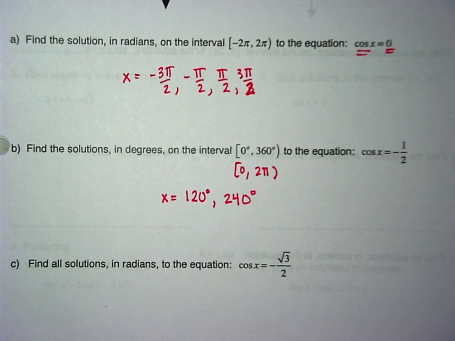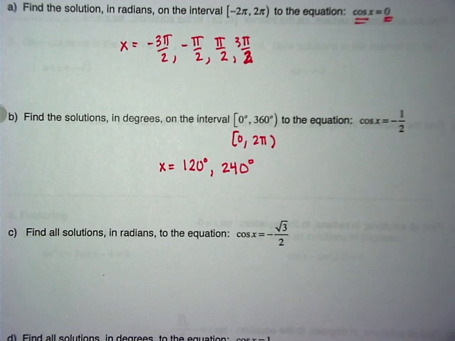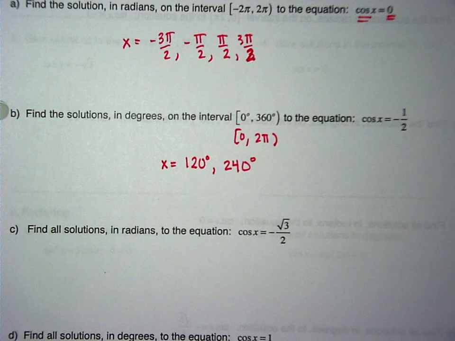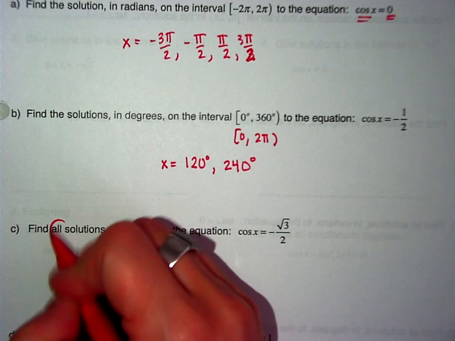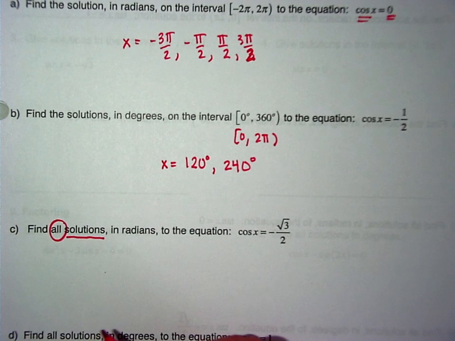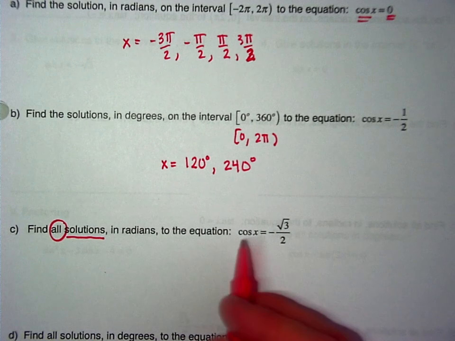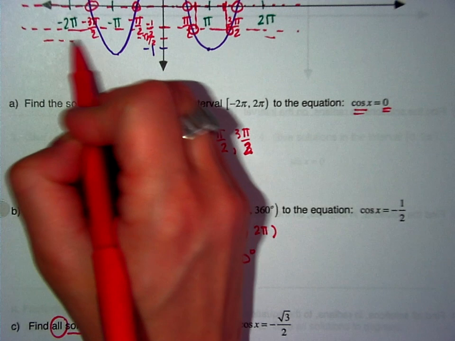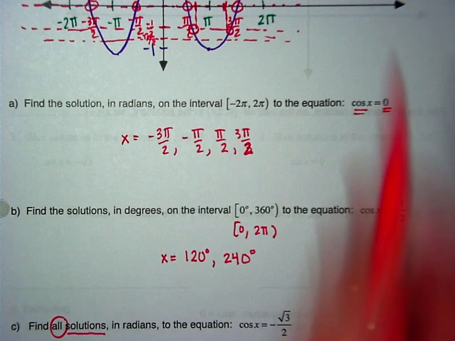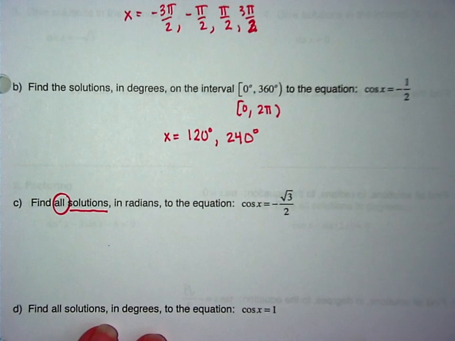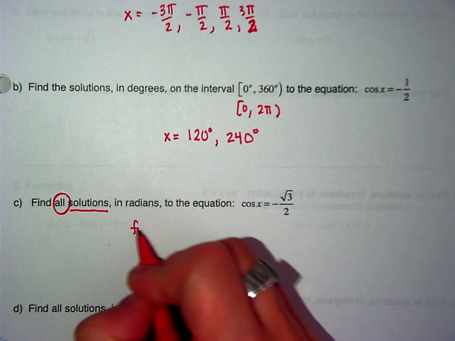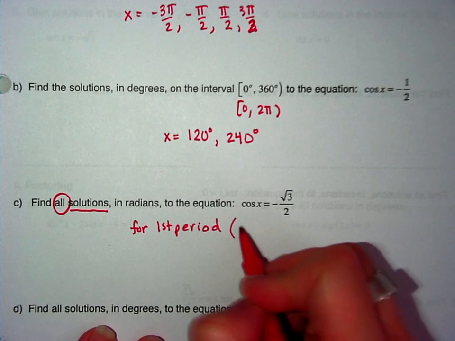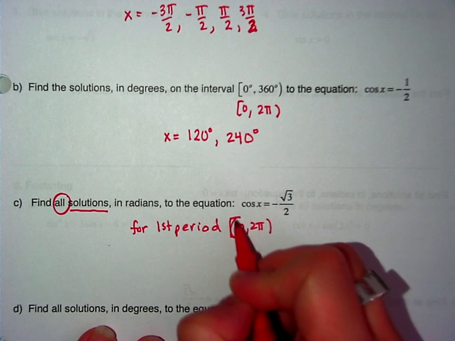Let's try C. Find all solutions in radians to the equation cosine of x is equal to negative root 3 over 2. Okay, so again, we have to think when is it equal to negative root 3 over 2. But again, it's that term all solutions. So I know I'm going to have something with the plus 2 pi k in this problem. All right, so negative root 3 over 2 is going to be down here. So I can try and figure that out that way. But I can also think of it in terms of unit circle. And so just for the first period, from 0 to 2 pi, what would my solutions be?